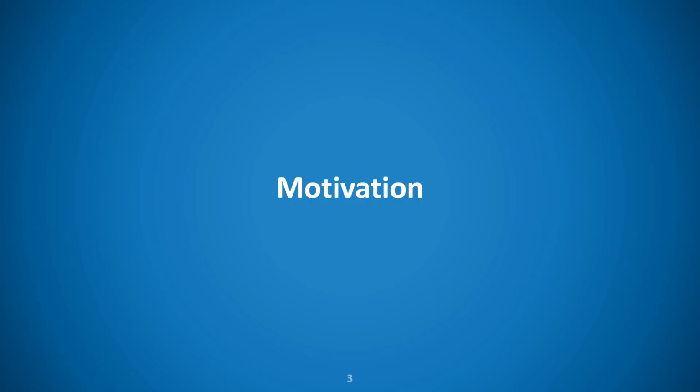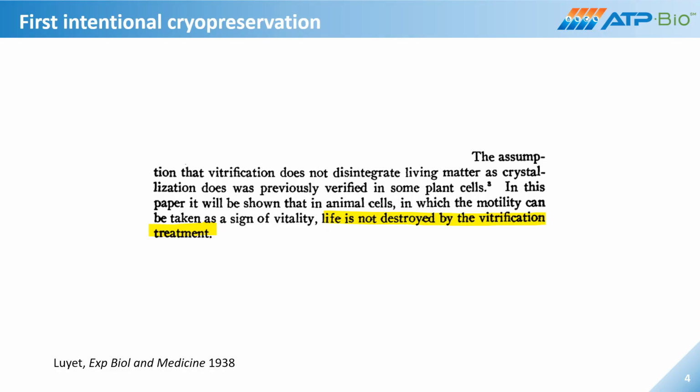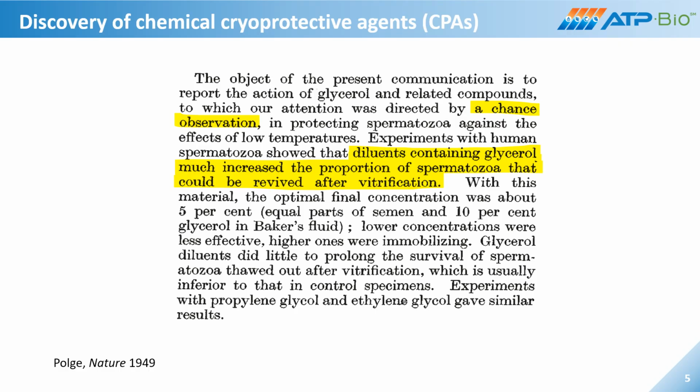First, let's look at some history. The first intentional cryopreservation succeeded in 1938. This was the cryopreservation of human sperm in a thin film of liquid on a glass slide plunged into liquid nitrogen. A few years later, the first cryoprotective agents, CPAs, were identified.